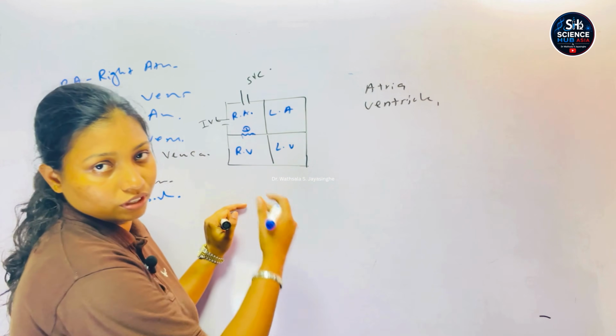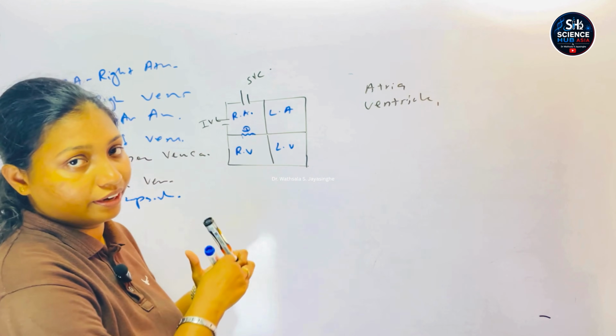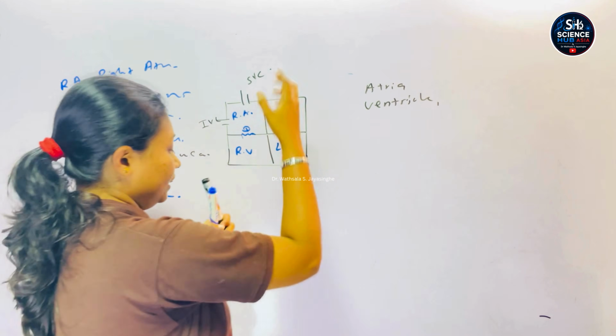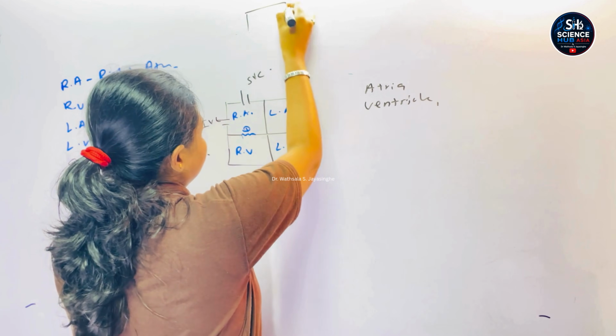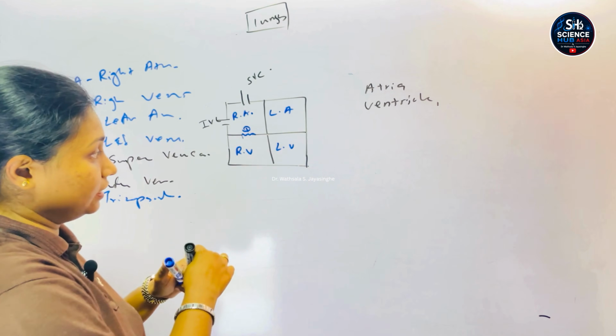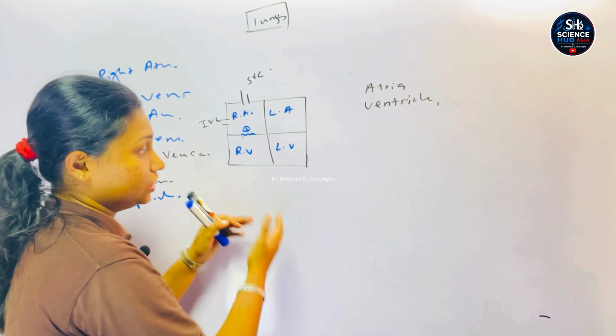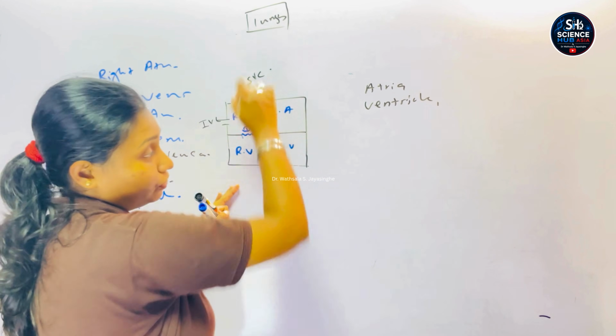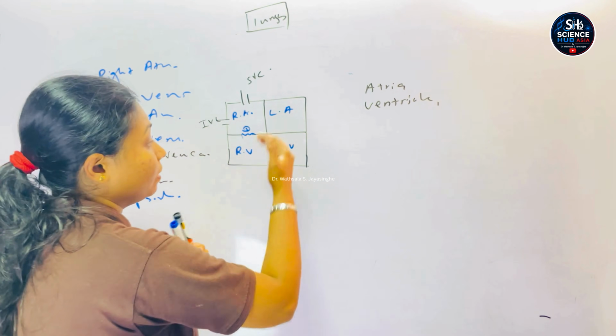Then blood will go to the right ventricle. From the right ventricle, this is containing deoxygenated blood. Now from the right ventricle, it is going to the lungs to become oxygenated, and this is carrying blood away from the heart. So this must be an artery, and the term for the lungs is pulmonary. So this is the pulmonary artery.